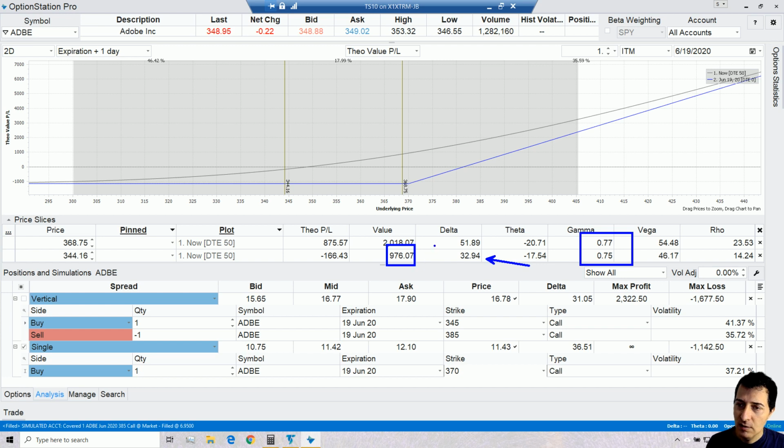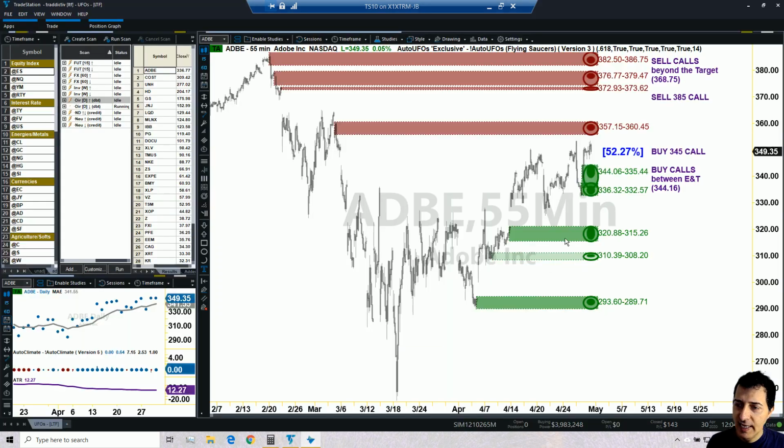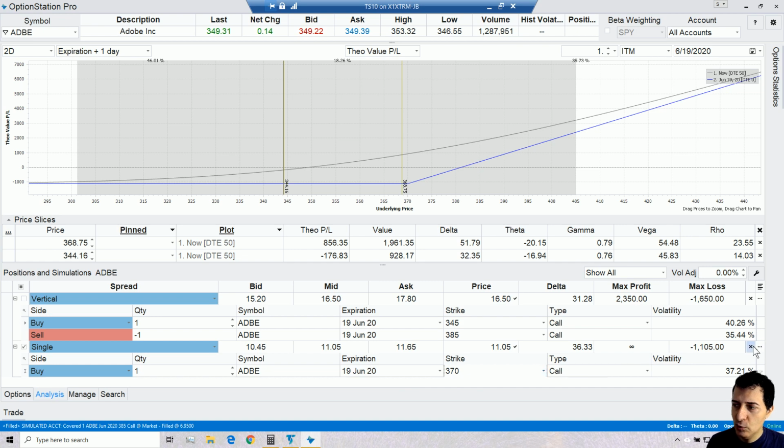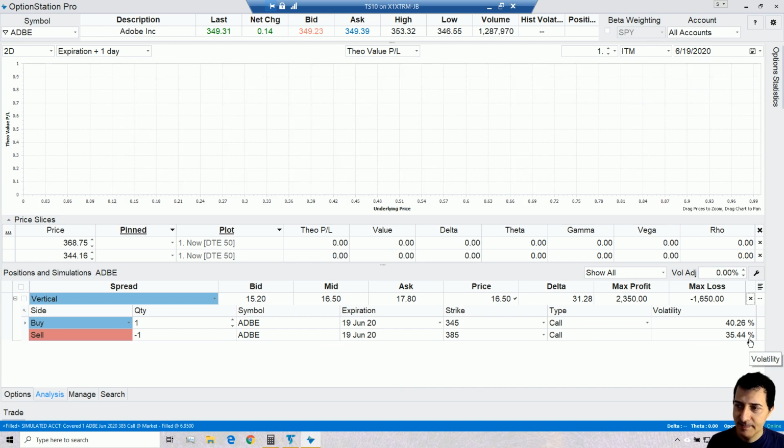All of this is good to see, but what is not good to see at all is that the 370 call is not between the entry and the target. The 370 call would be beyond the target, and the rule is not beyond, the rule is between. So in other words, we would break a rule if we do this trade, and therefore we cannot do this trade using the single call. We would then use the spread instead. Okay, cool. So let's place the order, and from there we continue.